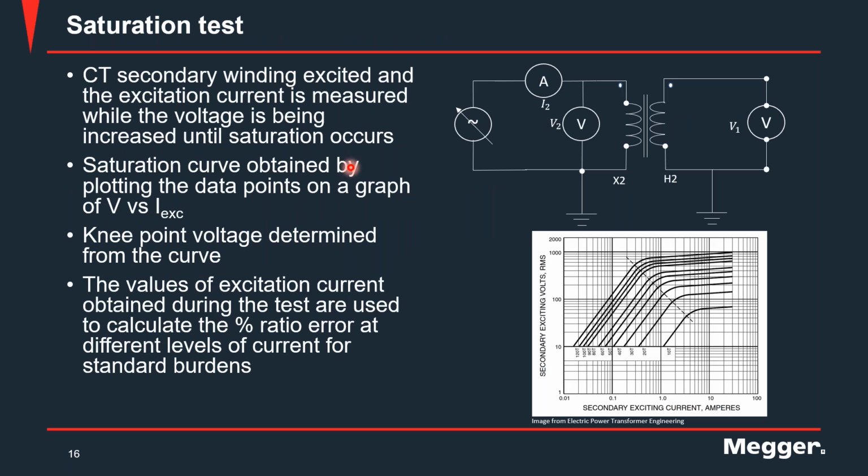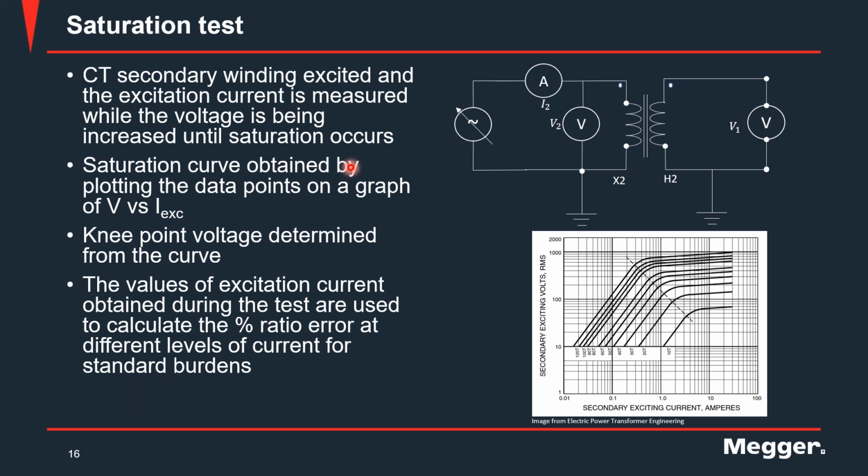So what is a saturation test? In the saturation test, what we do is we apply a voltage across the CT secondary winding, and we measure the current that it draws. We ramp up the voltage at a constant rate, and we observe the increase in the current.